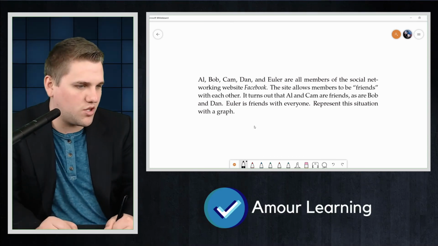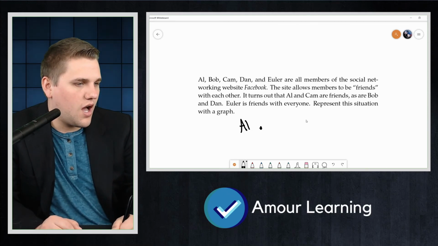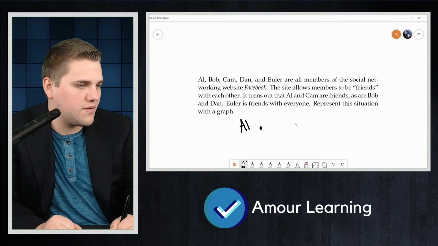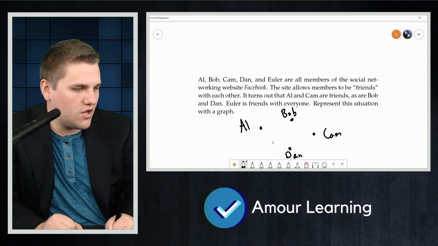So let's take a look at what this would look like. Let's say here's Al. Here's Bob. Here's Cam. Here's Dan. Can you see that? Yeah, you can. Dan. And here's Euler.